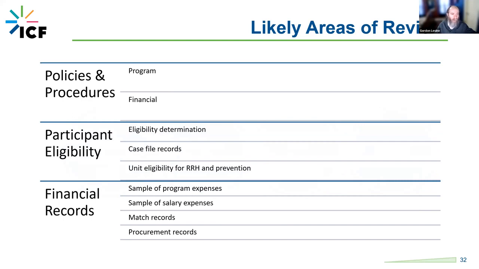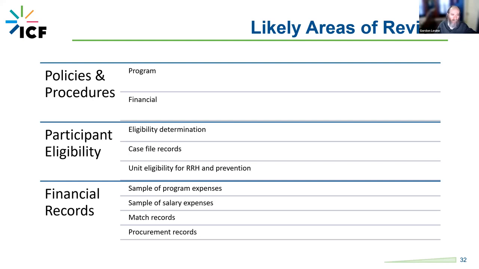going on. Participant eligibility, they're going to be looking at the eligibility determination, the case files that show ongoing eligibility of activities and participants, and the unit eligibility when we're talking about rapid rehousing and homelessness prevention.